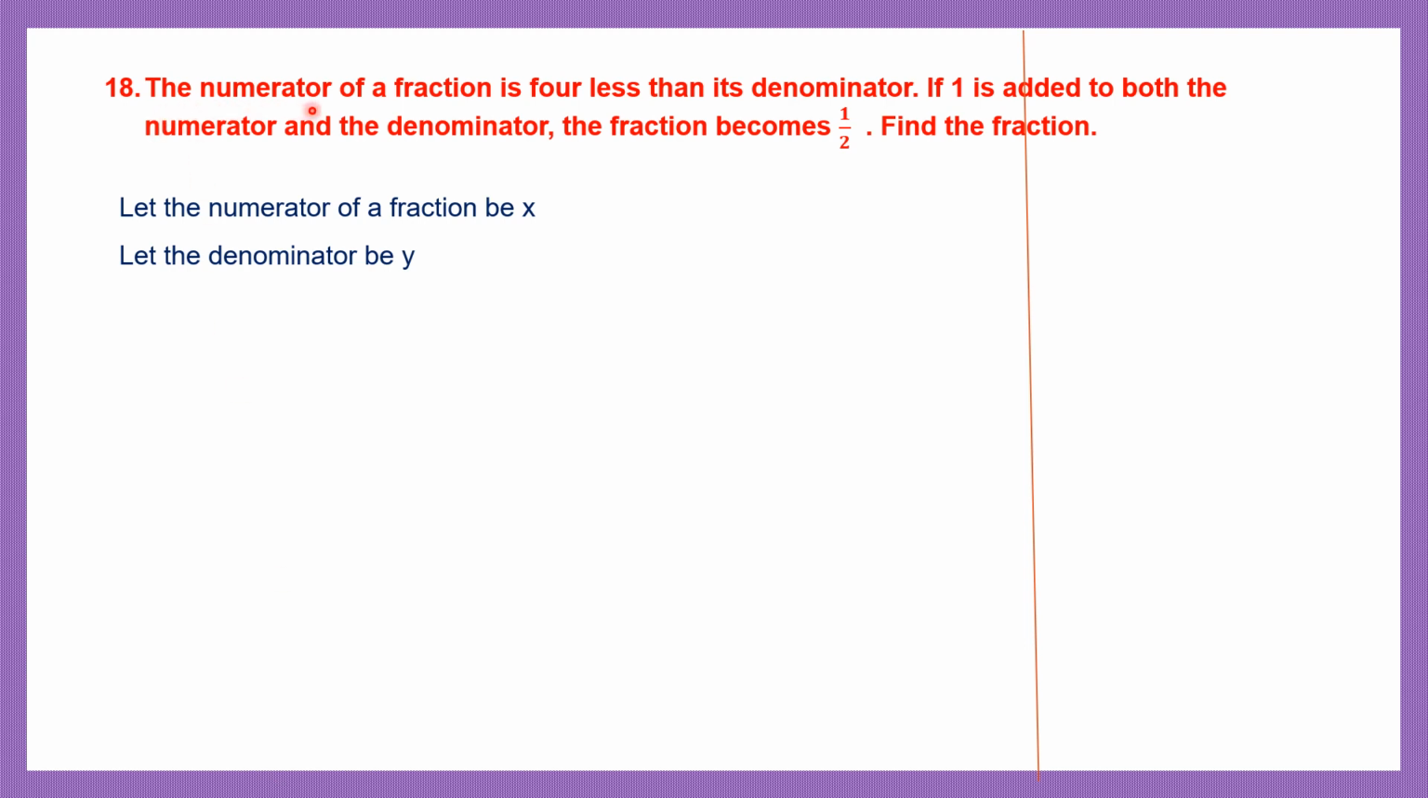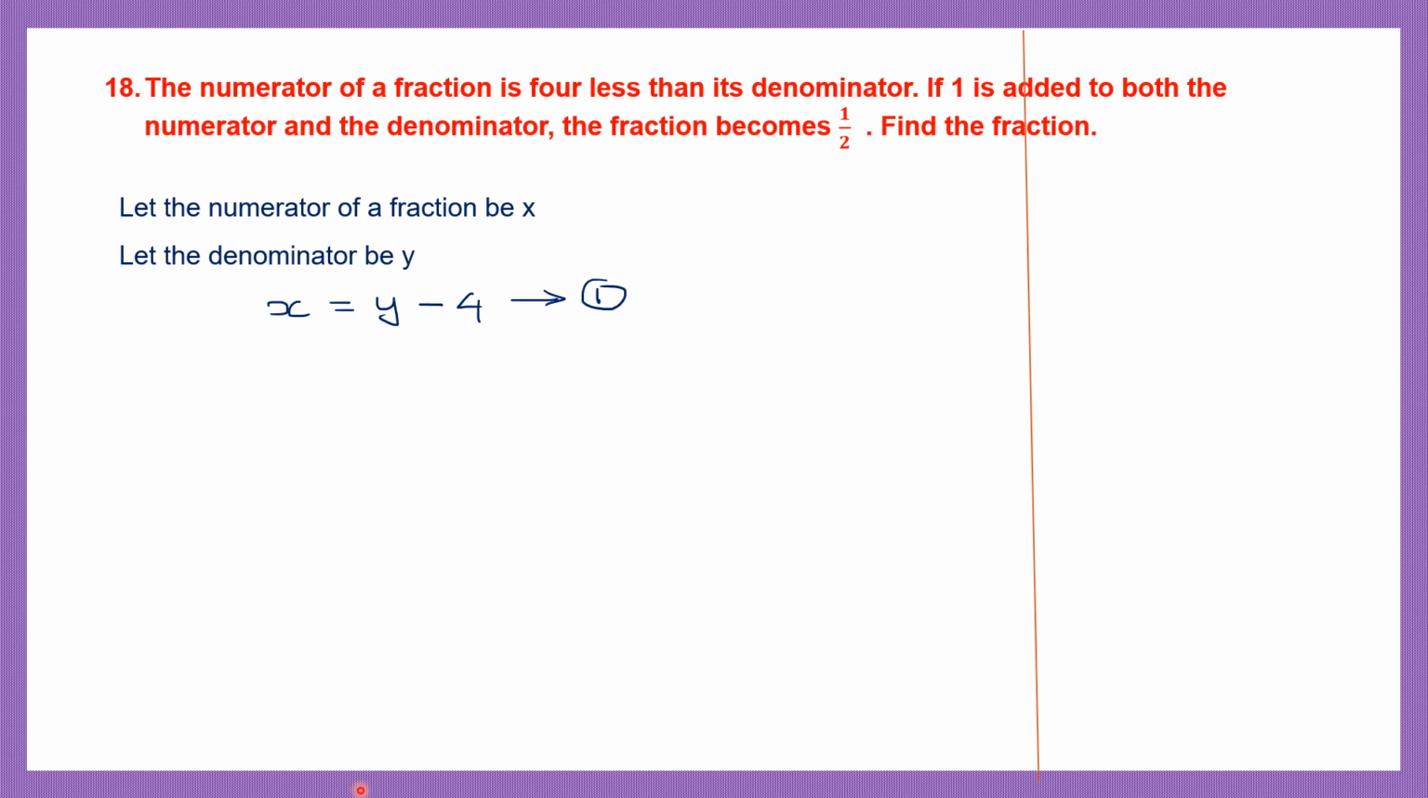The numerator of a fraction is 4 less than its denominator. So let's make our first equation from this statement. The numerator we said is x, and according to this statement, numerator is 4 less than the denominator. That means y minus 4. So this is our first equation.